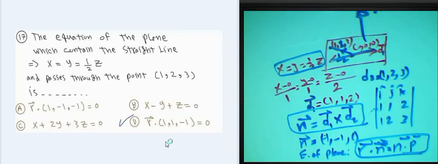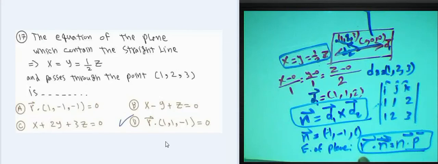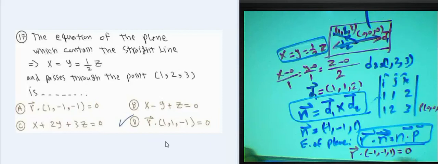Okay, r dot n equals n dot p. Here r is x, y and z, and n is -1, -1 and 1. Point p is 0, 0 and 0. Cross n, it will be 0. Then the result will be r dot (-1, -1, 1) equals 0. You can divide it by -1 to write it in the simplest form: vector r dot (1, 1, -1) equals 0. It's the equation here. It will be letter D for this example.